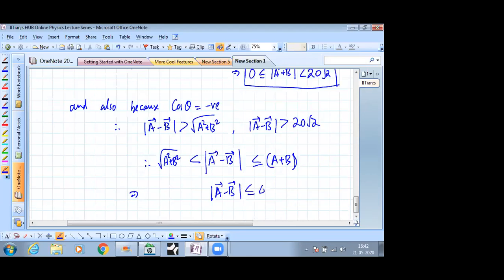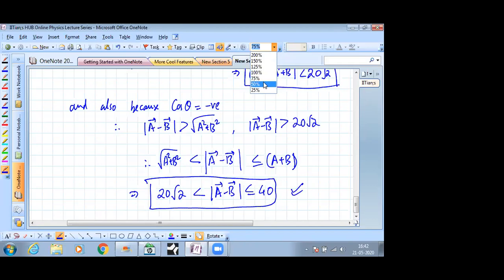It cannot be more than 40, but at the same time it has to be greater than 20 root 2. It has to be greater than this but less than or equal to 40. So these are the range of values for mod of A minus B. Okay. So now from this you can start ruling out the options.